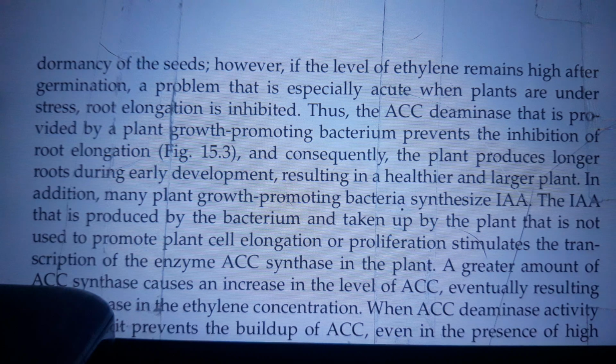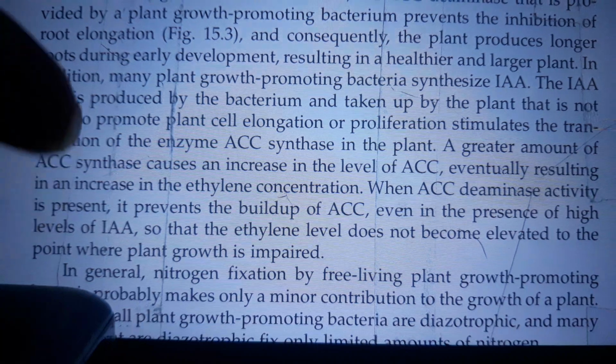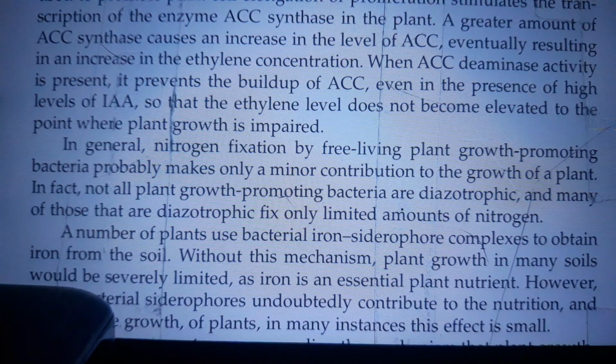In addition, many plant growth promoting bacteria synthesize IAA. The IAA that is produced by the bacterium and taken up by the plant, that is not used to promote plant cell elongation or proliferation, stimulates the transcription of the enzyme ACC synthase in the plant. A greater amount of ACC synthase causes an increase in the level of ACC, eventually resulting in an increase in the ethylene concentration. When ACC deaminase activity is present, it prevents the buildup of ACC, even in the presence of high levels of IAA, so that the ethylene level does not become elevated to the point where plant growth is impaired.